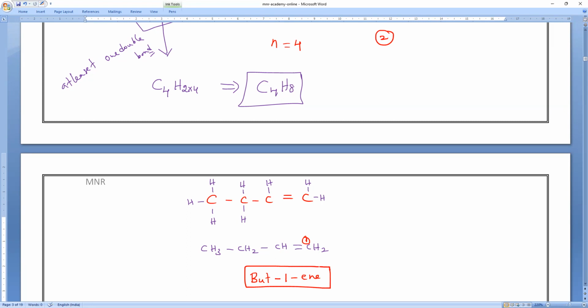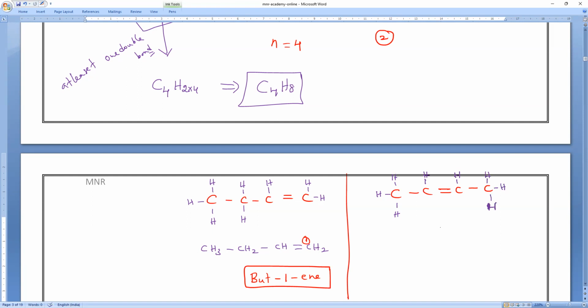Anybody having any doubt, you can ask me. So the position of the double bond in the carbon chain: but-1-ene first. Second one, put the double bond at the second and third carbon. Now tell me the number of hydrogens. First carbon, 3 hydrogens. Second carbon, already 2 bonds are over, so 1 hydrogen. Third carbon, 1 hydrogen. Last carbon, 3 hydrogens.